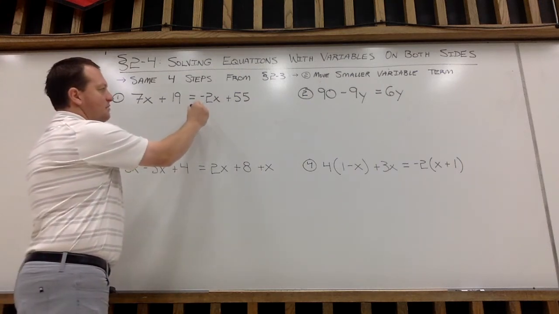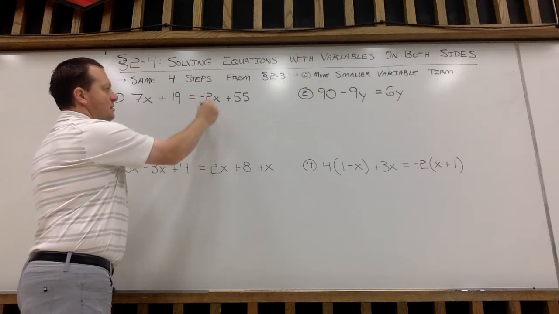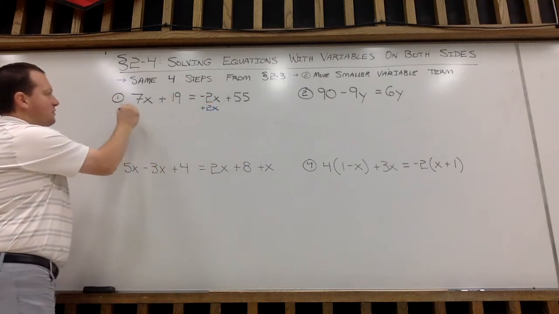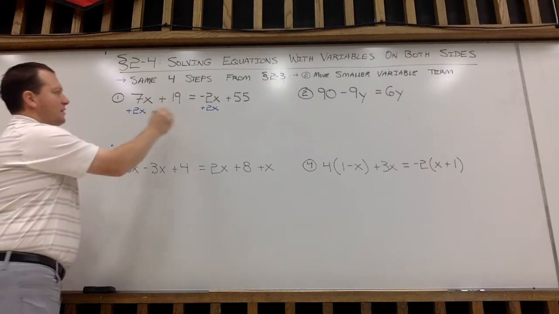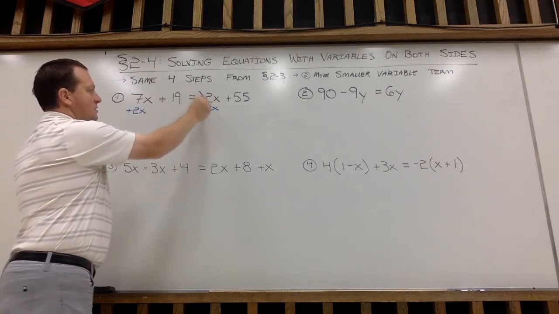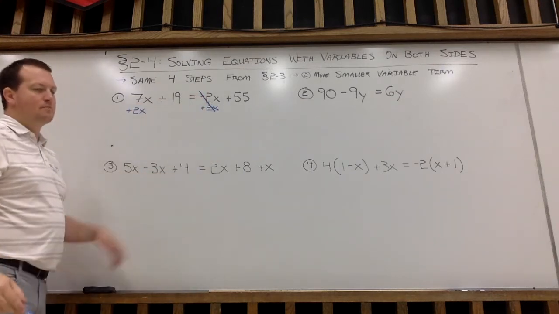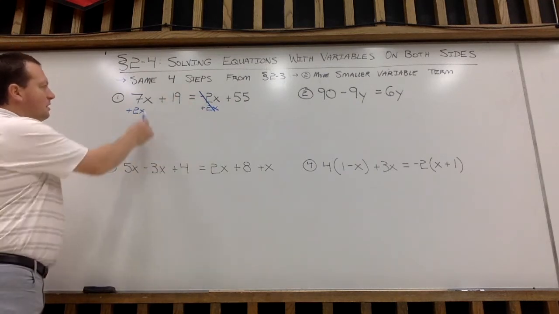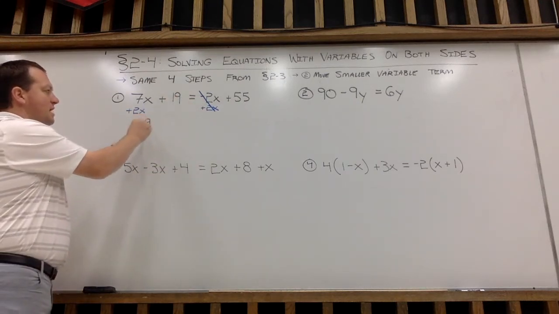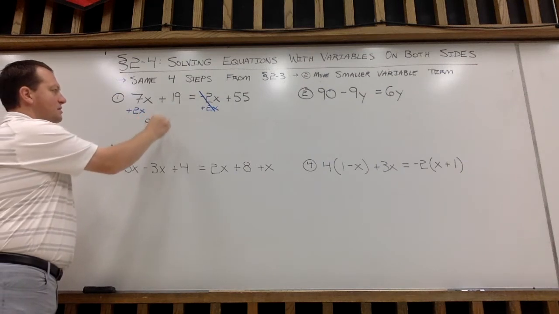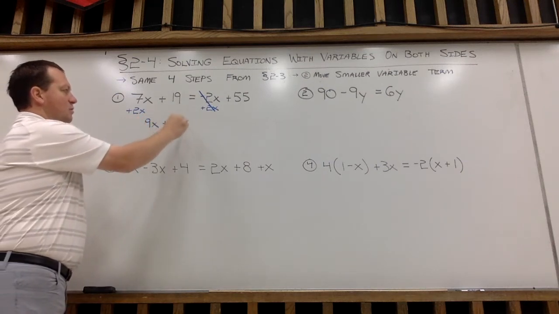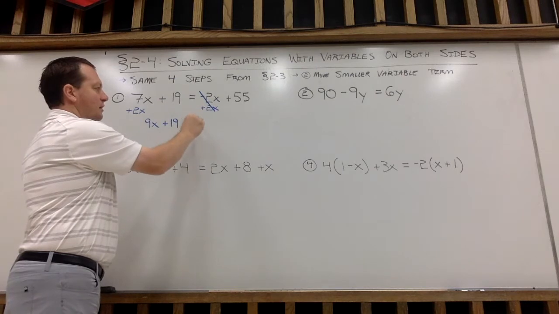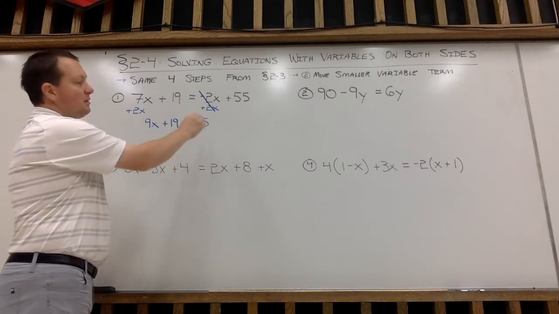So I'm going to use inverse operations and add 2x to both sides. What that's going to do is cancel out my x's on the right side. Negative 2 plus 2 is 0. Left side, 7 plus 2, 9x plus 19 will equal double nickel. Double nickel, that's 55.